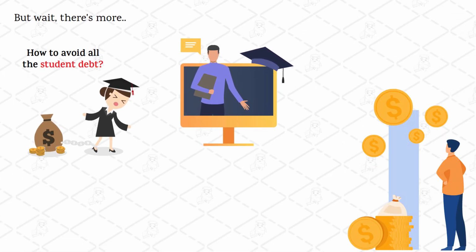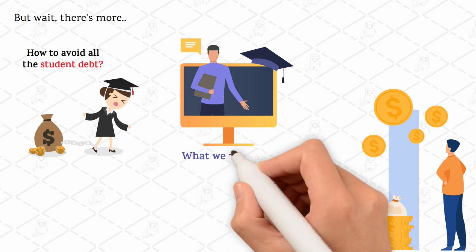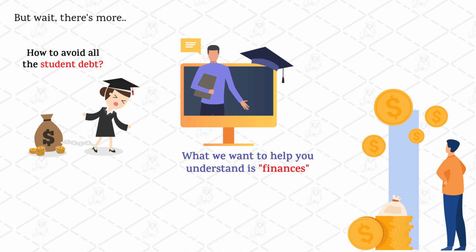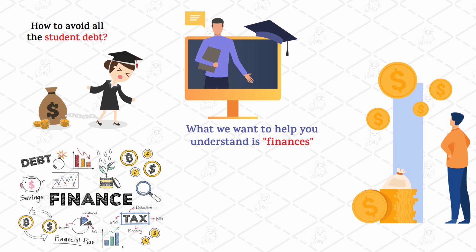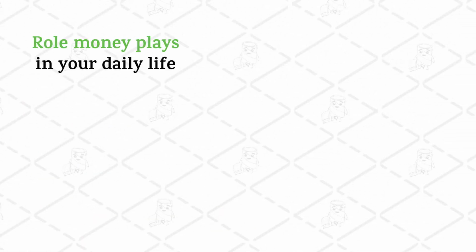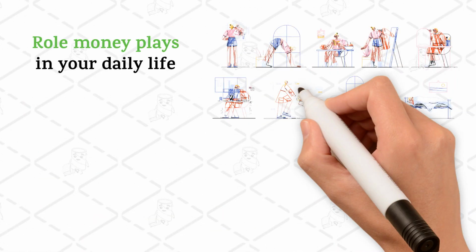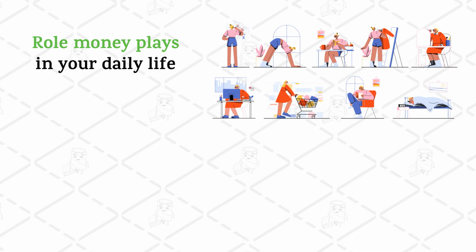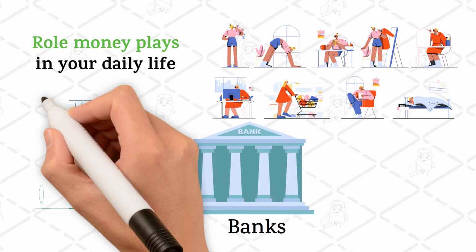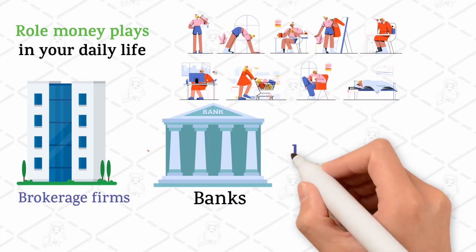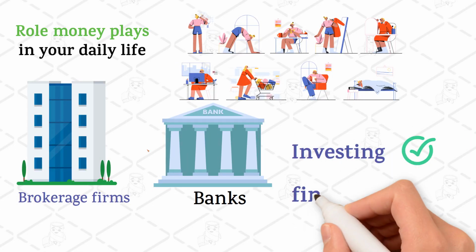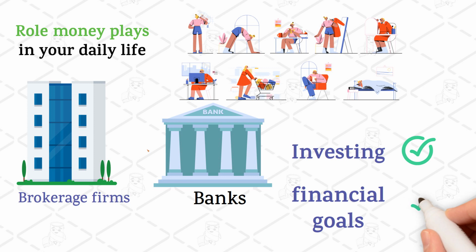Everyone understands money at a basic level. What we want to help you understand is finances. That's why this course is called Financial Literacy. So, what are you going to learn here? Simple. First, you'll learn about the important role that money plays in your daily life. Then, later in the course, you'll find out what banks and brokerage firms do. After that, we'll explain a little about investing and talk about setting and achieving financial goals. In this lesson, we're just going to talk about money.